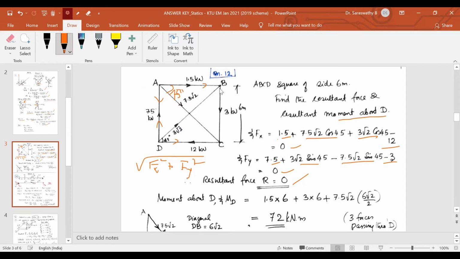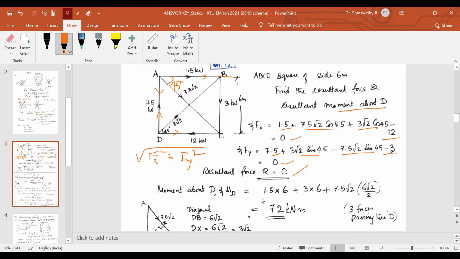This 1.5 kilonewton, this is the line of action. It is acting at a perpendicular distance of 6 meter from D. So 1.5 into 6, that will produce clockwise moment. This arrow rotates in the clockwise direction, 1.5 into 6. This 3 into this perpendicular distance. This distance is also 6. So 3 into 6, that is also clockwise. So 1.5 into 6 plus 3 into 6.